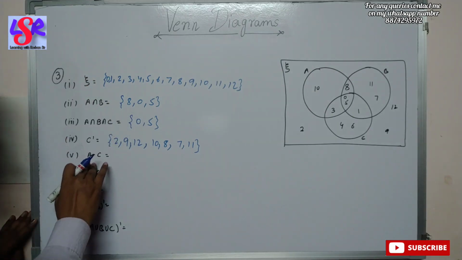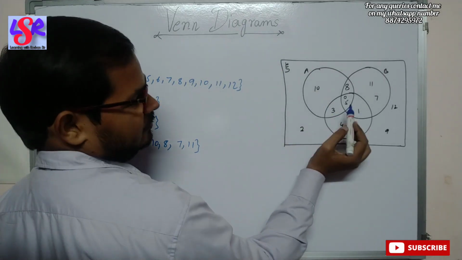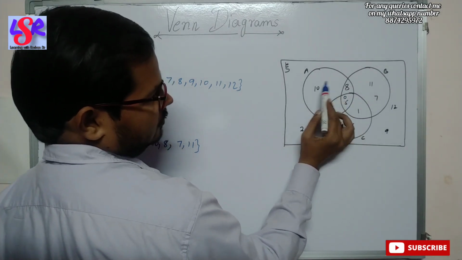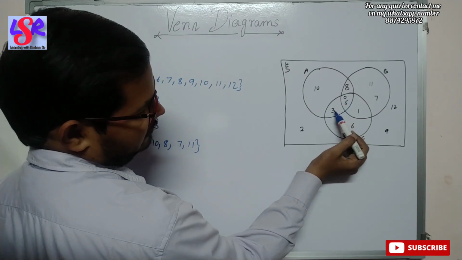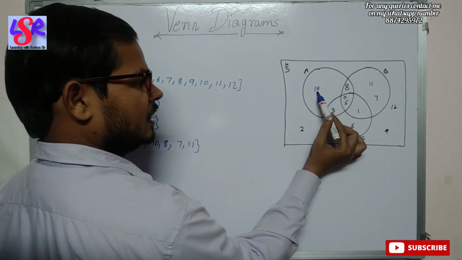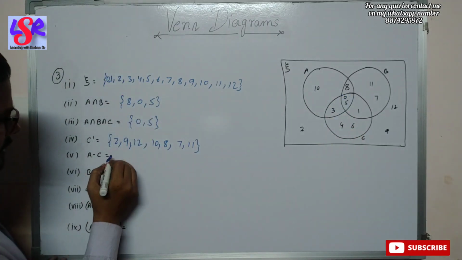Now we are going to find A minus C. So in this A minus C, we are going to take the numbers which are from the set A but not as common with C. The common C के साथ है 0, 5 and 3. So the numbers are 8 and 10 for A minus C.